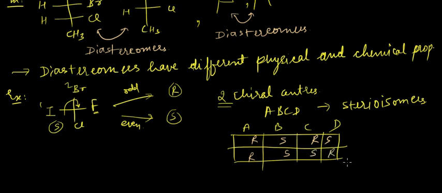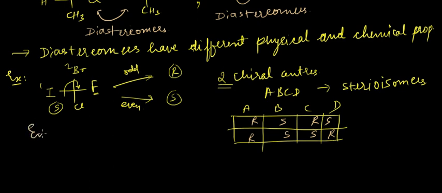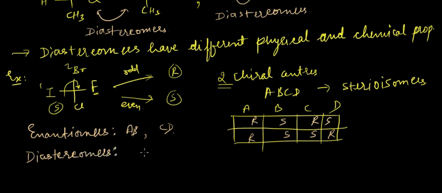Okay, so in this example there are more such possibilities, but for now the enantiomers would obviously be AB and CD, and some of the diastereomers can be AC, AD, BC and BD. Okay, so I hope you are following this till now.